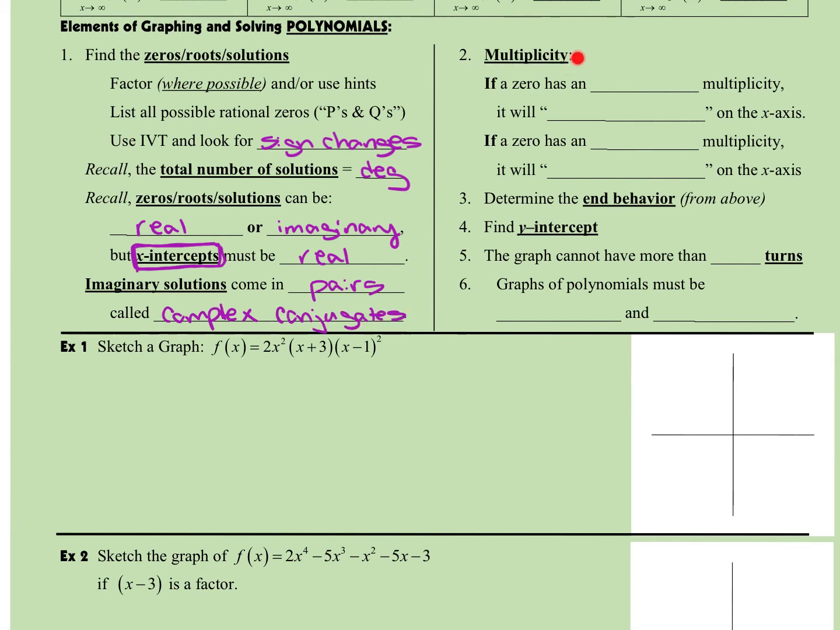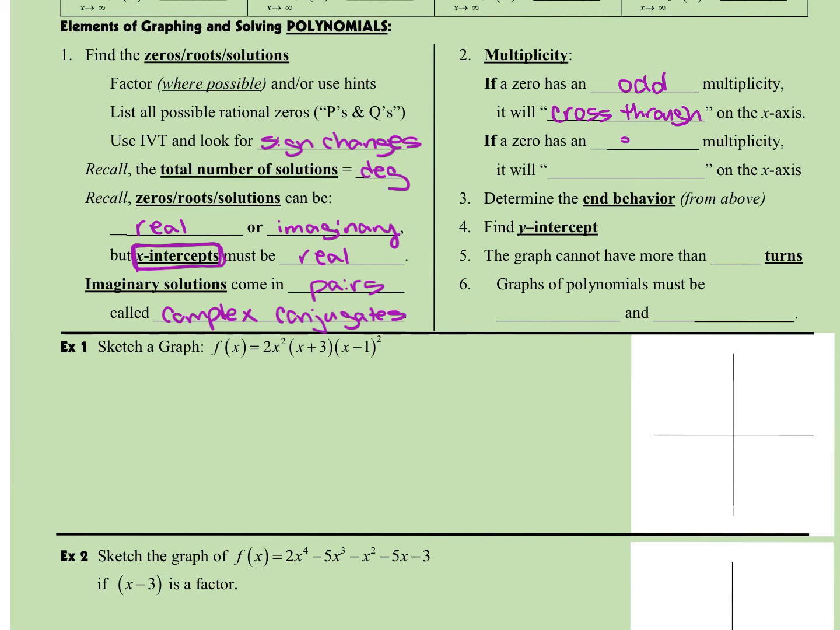Next is, you would have talked about multiplicity, and that's just the repetition of a zero. So it's how many times a zero is repeated. If a zero has an odd multiplicity, I mean it's repeated an odd number of times, it is going to cross through the x-axis. We're going to look at an example with this in just a moment.